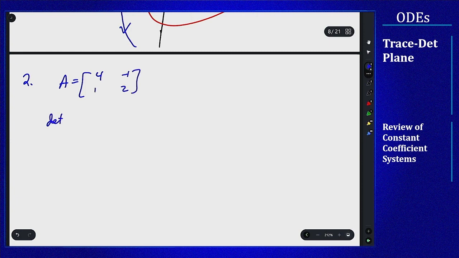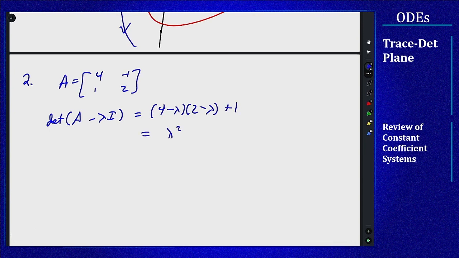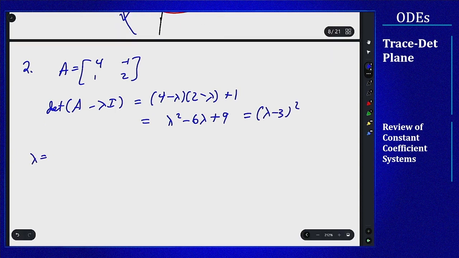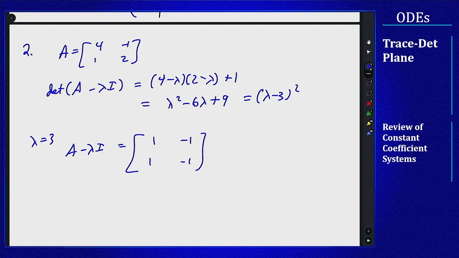So the determinant of A minus lambda I is given by (4 minus lambda)(2 minus lambda) plus 1, which is lambda squared minus 6 lambda plus 9, which is (lambda minus 3) squared. This is my repeated root case here. So for lambda equals 3, A minus lambda I becomes 1, -1, 1, -1. Great. These rows are definitely the same, and so we can pick as an eigenvector here (1, 1), because 1 plus -1 is 0.